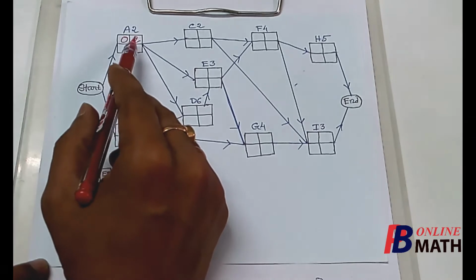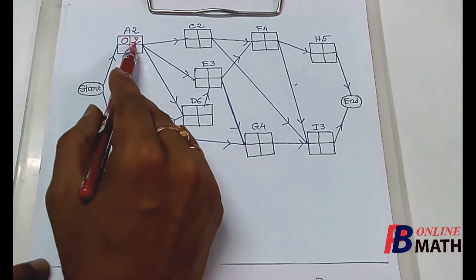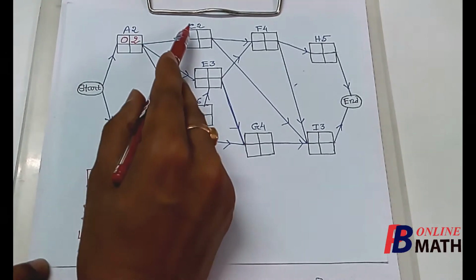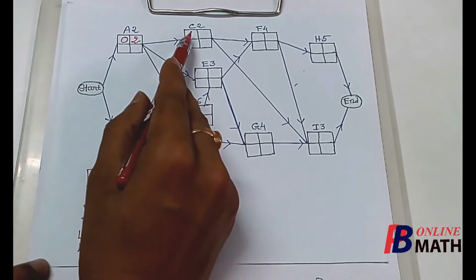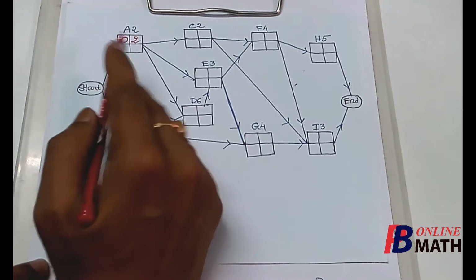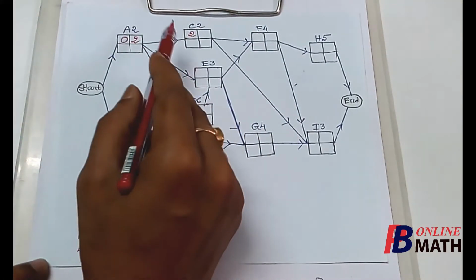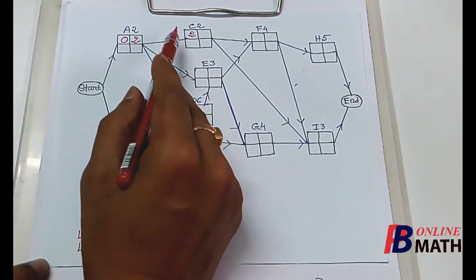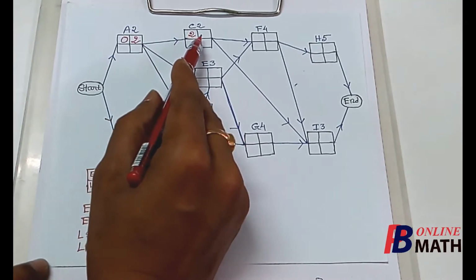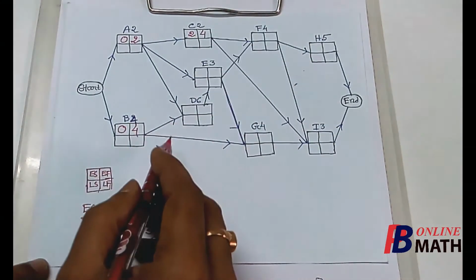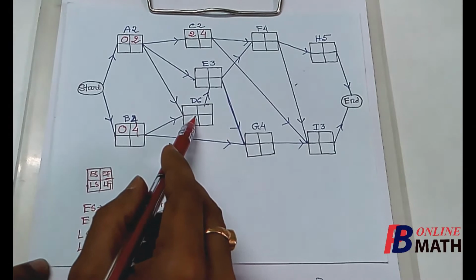Now the earliest finish time of the activity A is 2, so this will be the earliest start time of the activity C, because it can be started only if the activity A is finished. So 2 is the earliest start time of the activity C. Now it requires 2 days, so the earliest finish time of this activity will be 2 plus 2, that is 4. We consider the next activity D.